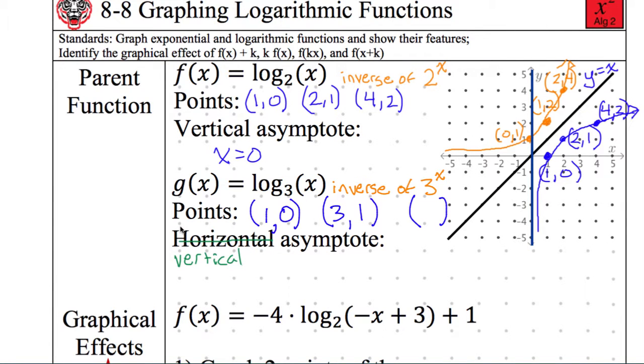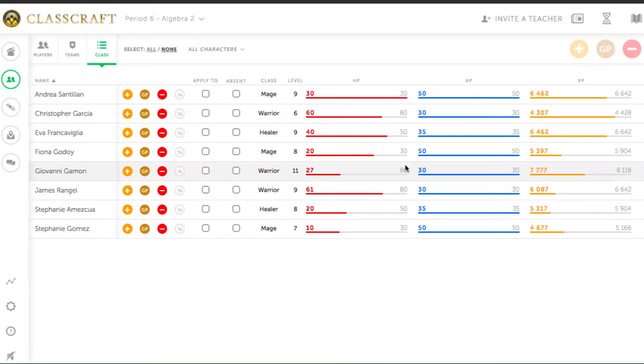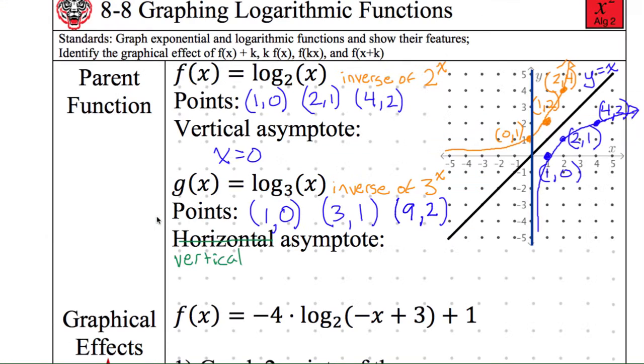Give me another one. 2. So when I have a y coordinate of 2, let me move this over. When I have a y coordinate of 2, what is my x coordinate? 9. There are 3 possible points. By the way, the homework tonight, you will only have log base 2 and log base 3, no other bases. So there are your nice points.